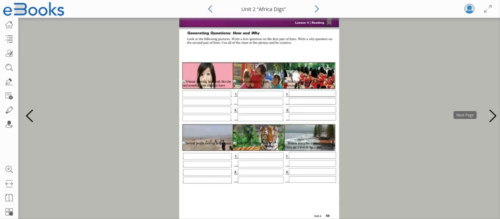Turn to page 59 in your student books now, or just look over on page 59 and follow along as I read the instructions. Look at the following pictures. Write a how question on the first pair of lines. Write a why question on the second pair of lines. Use all of the clues in the picture and be creative.